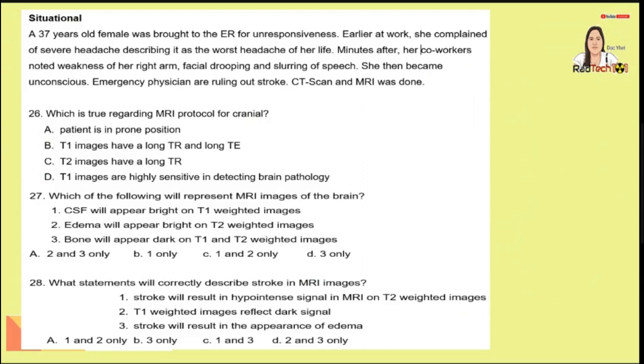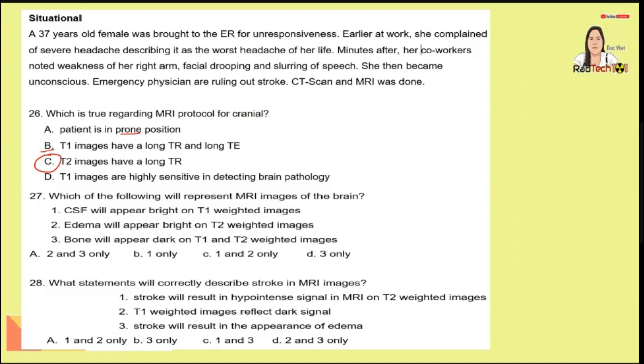26, situational. Based on the given situation, which is true regarding the MRI protocol for cranial examination? The correct answer is letter C. So this is true, dapat nakasupine yung patient. Ito mali din, dapat short yung ating TR and short TE. So TR is time of repetition and TE is time of echo. So correct answer is letter C.